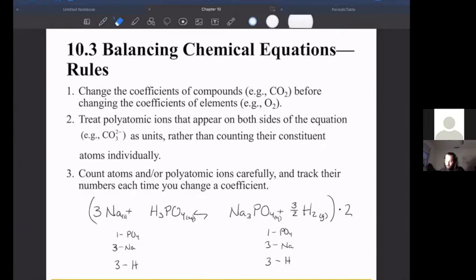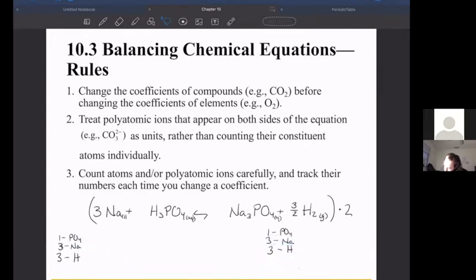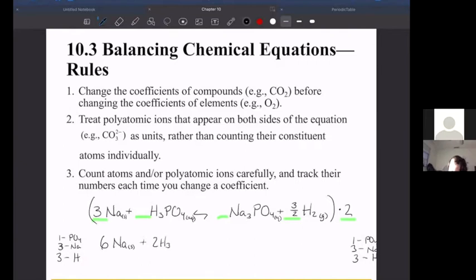So what do I mean by take the whole thing and multiply by 2? I'm going to move this off to the side actually. It means I'm going to take this 2 and multiply it by every single coefficient in this equation. So it's no longer going to be 3, it's going to be 6 sodiums plus 2 phosphoric acids. I'm doing my double arrow again.